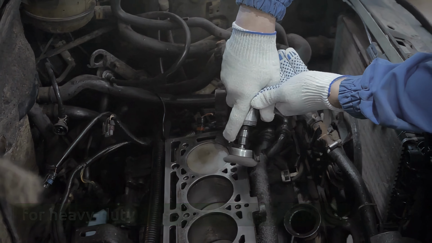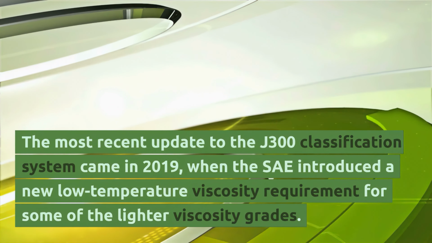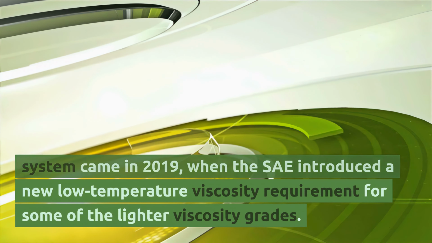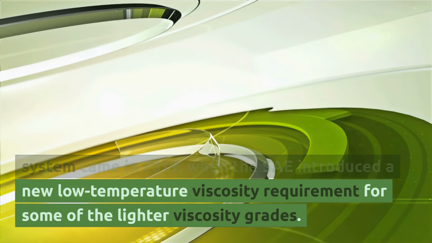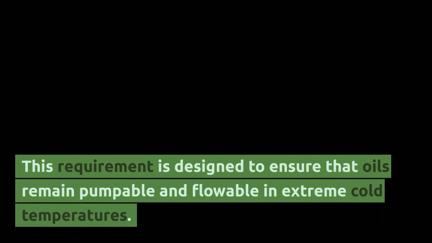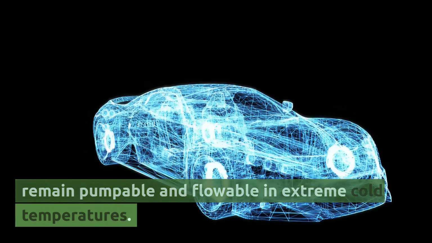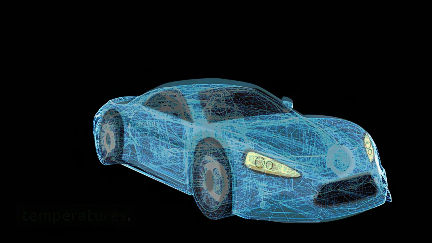The most recent update to the J300 classification system came in 2019, when the SAE introduced a new low-temperature viscosity requirement for some of the lighter viscosity grades. This requirement is designed to ensure that oils remain pumpable and flowable in extreme cold temperatures.